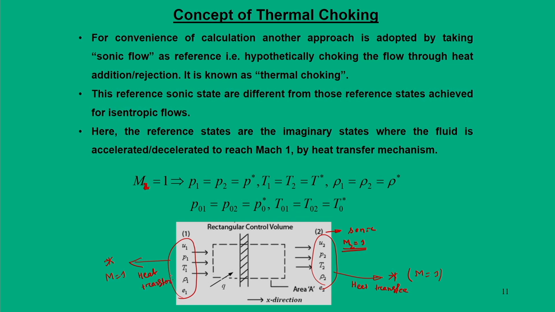So, it means that a sonic flow reference condition can be achieved hypothetically by choking the flow through heat addition or rejection. Such a method is known as thermal choking. Here we introduce the word thermal choking because the choking condition or sonic condition is achieved through heat transfer. In all other previous instances, we also defined the choking conditions, but that was with reference to the mass flow rate.